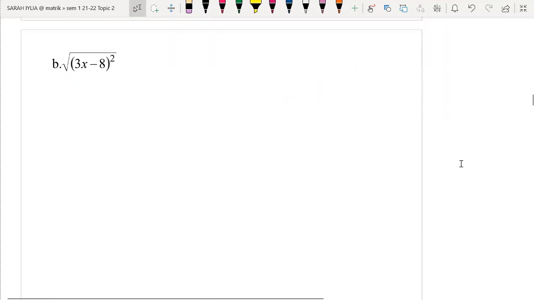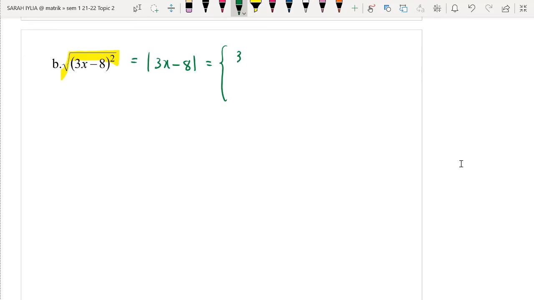Okey. We try once more. The square root of 3x minus 8, the whole thing squared. Lagi sekali nampak ada surd squared. So, this is equal to the absolute value of 3x minus 8. So, when do we have this? This will be a positive equation when our range is at least 0. And then we will have a negative equation when our range is less than 0. Simplify this up.